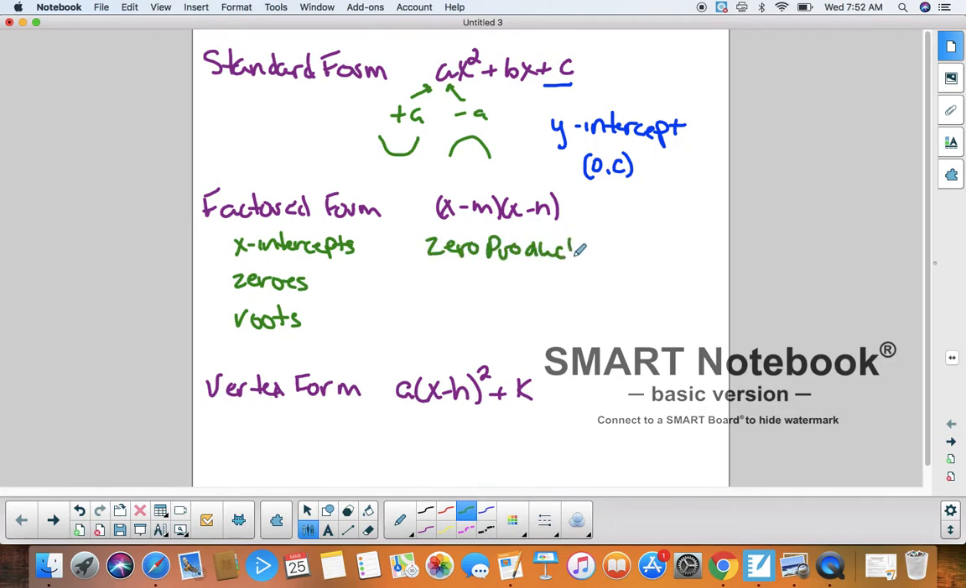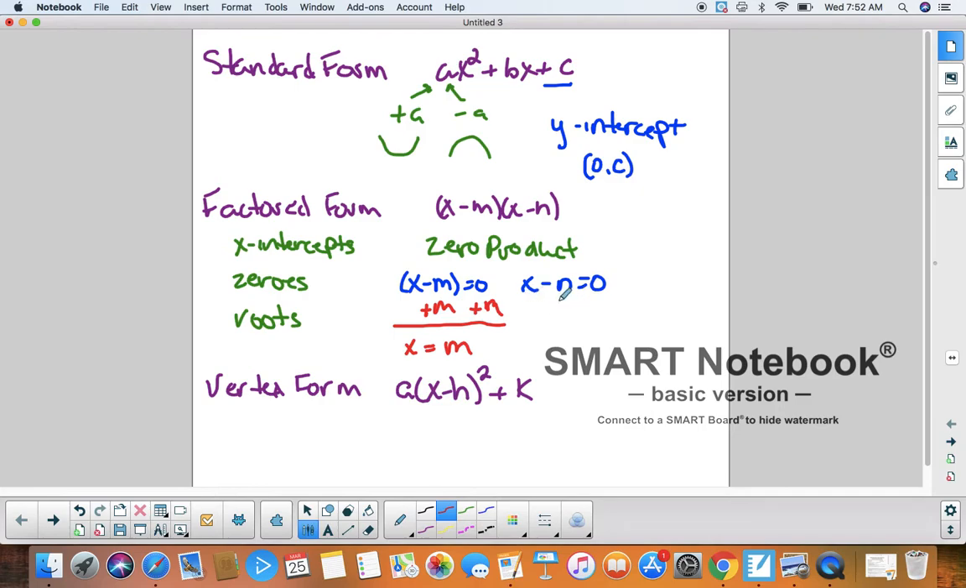Zero product property says if two things are being multiplied and they're equal to 0, then at least one of those two things must equal 0. So either the factor of x minus m equals 0, or the factor of x minus n equals 0. And then we used our algebra skills to solve that. So here we did addition property of equality, and we took whatever number was there, and we added it to both sides, and 0 plus m would end up being whatever m was. So if you remember, the root is actually the opposite of the number that's in this parenthesis.